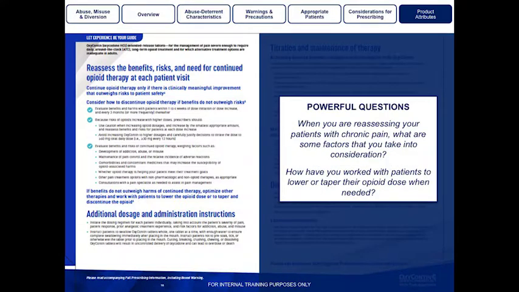Some powerful questions to engage HCPs are, when you are reassessing your patients with chronic pain, what are some factors that you take into consideration? And how have you worked with your patients to lower or taper their opioid dose when needed?